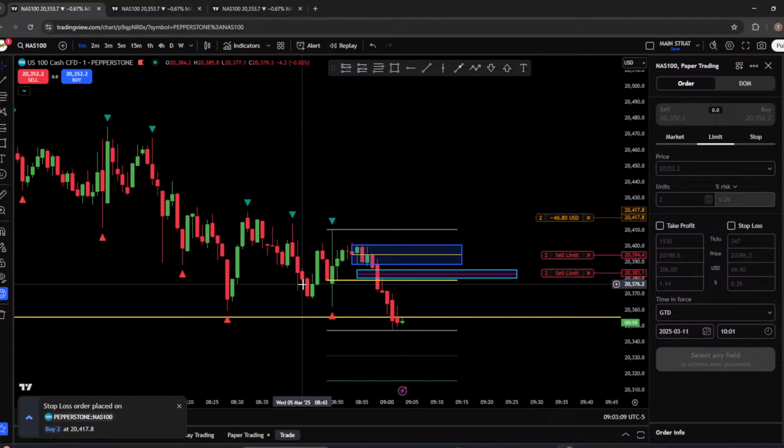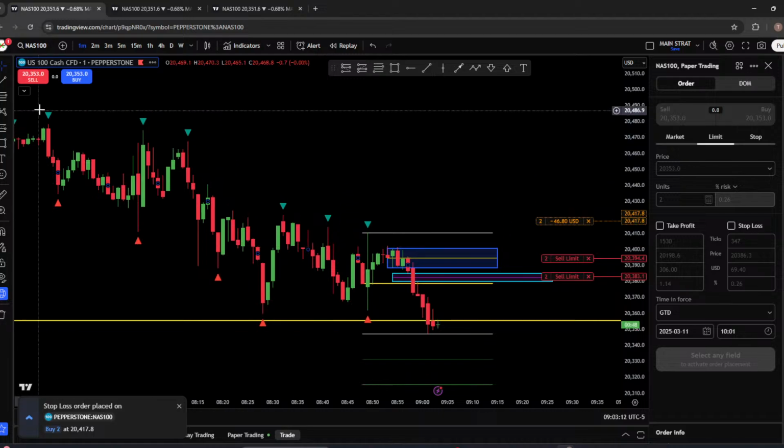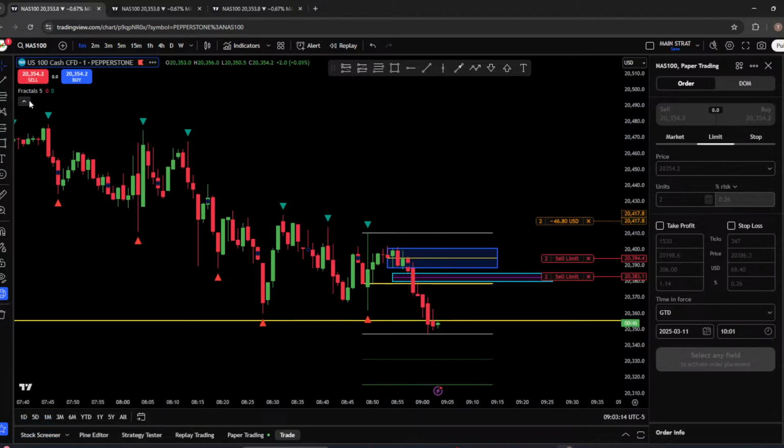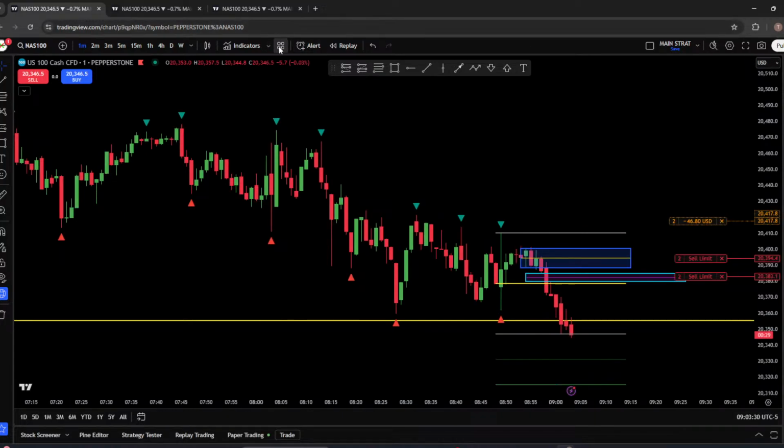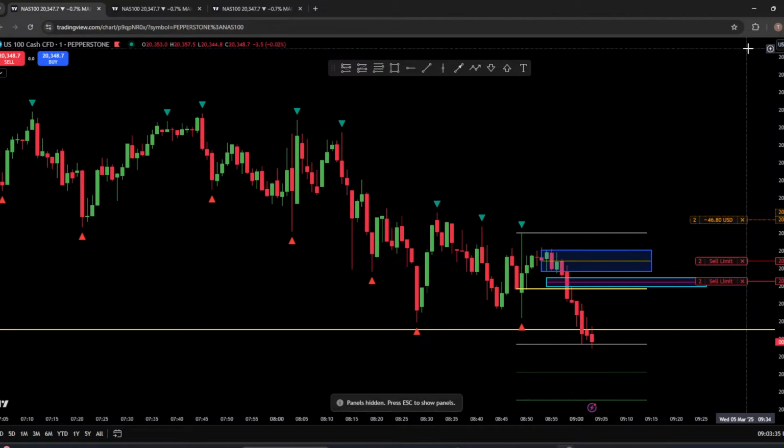What I did recognize that was kind of cool is this fractal. It's called just Williams fractals, I think. This fractal right here acts like an ATR, a place to put your stop loss. Let's see, where are my indicators? I actually want to get rid of all this. There we go.